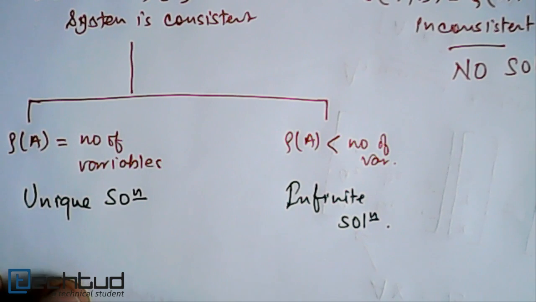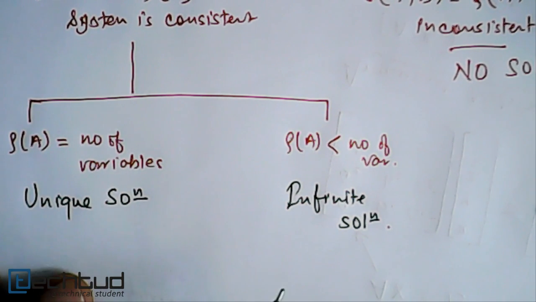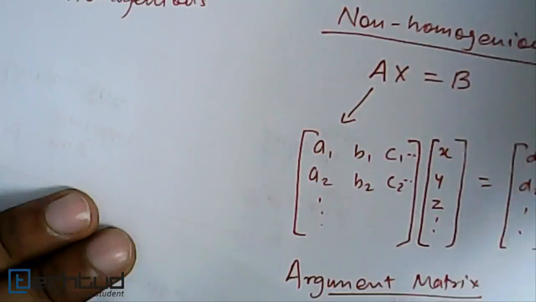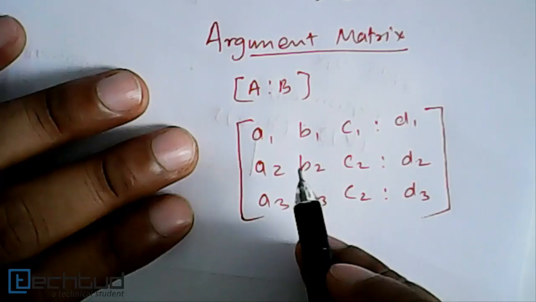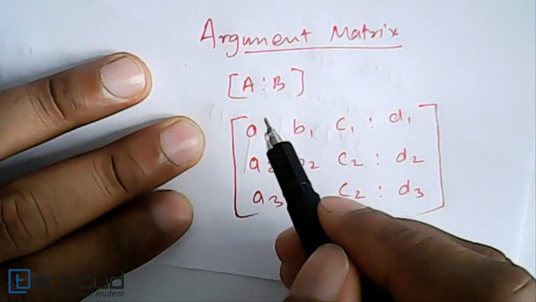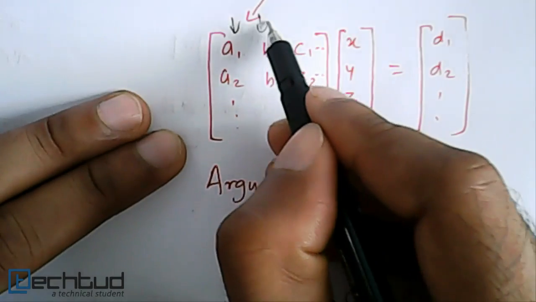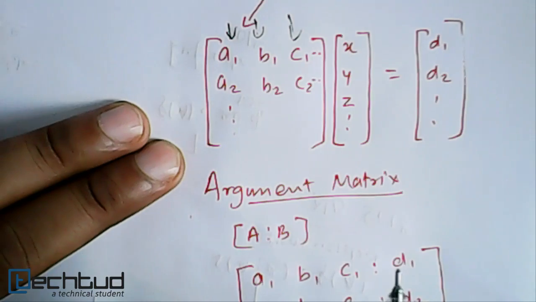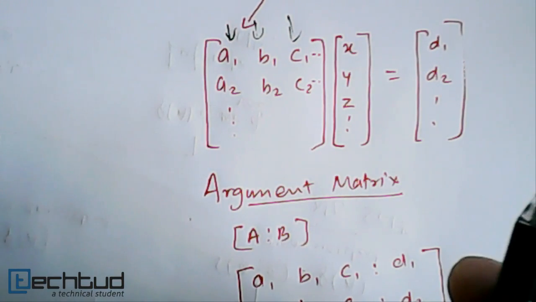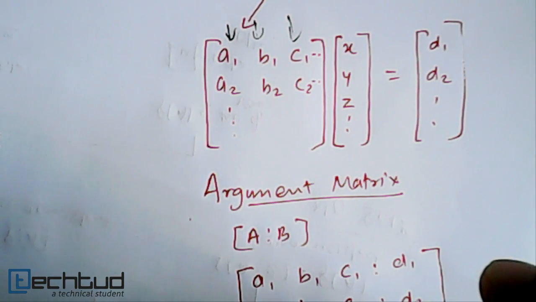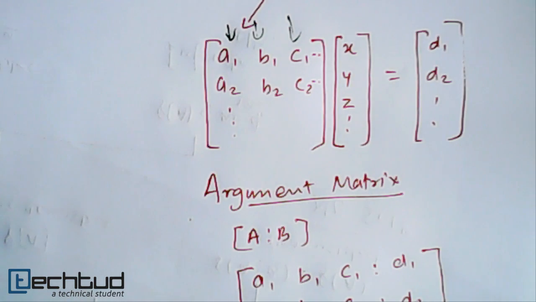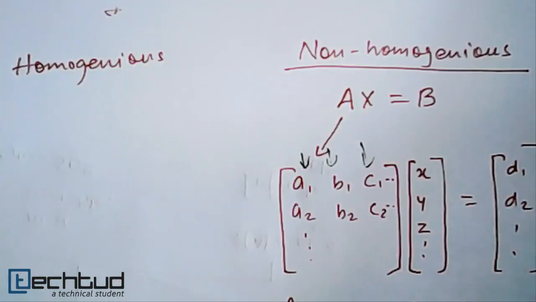Is it possible? No, it's not possible, because in our coefficient matrix the number of columns is equal to the number of variables. And when we find the rank of the matrix, it is at most the minimum of the number of rows or the number of columns. So the rank cannot be greater than the number of variables, right?